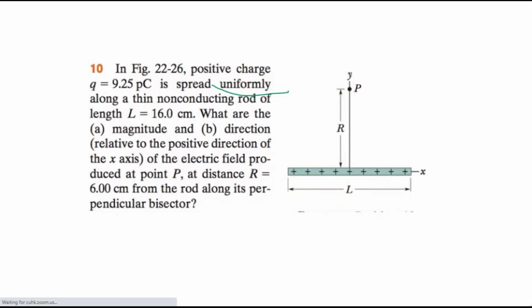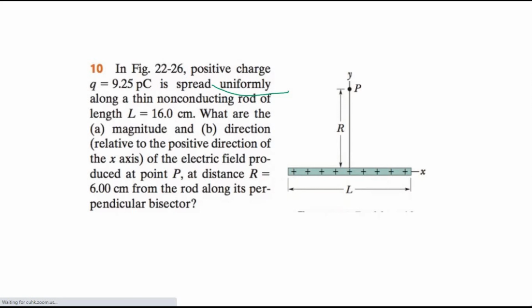And then what are the magnitude and direction of the electrical field produced at the point P, at a distance r from the rod along its perpendicular bisector? So in the class we already introduced the method we can do, right?